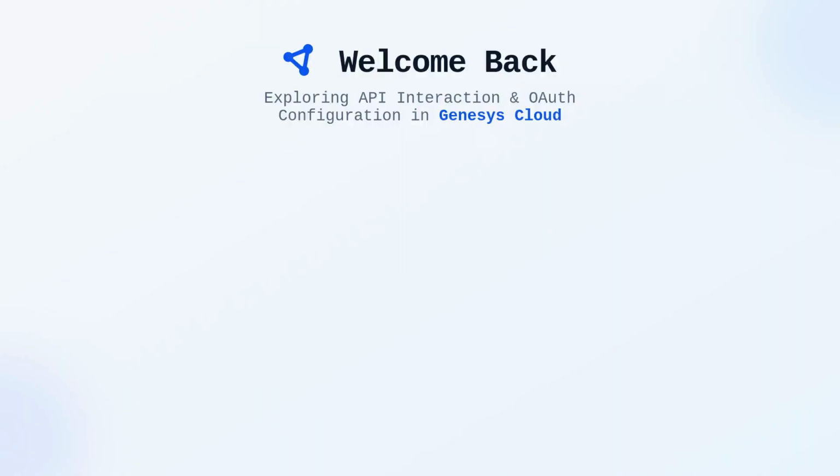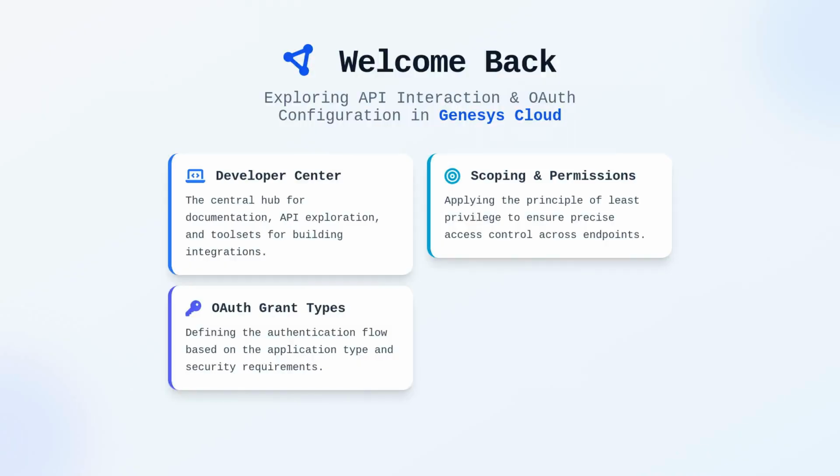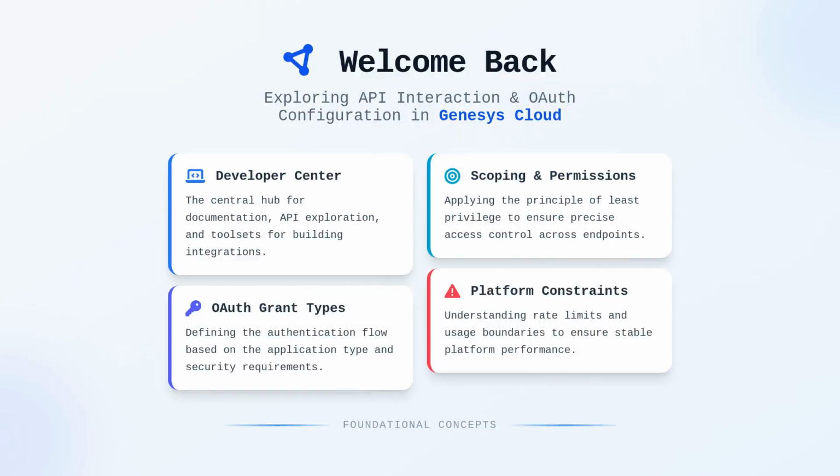Welcome back. Today, we are exploring the foundational concepts of API interaction and OAuth configuration within the Genesys Cloud ecosystem. We will cover the Developer Center, OAuth grant types, scoping, and the crucial constraints surrounding platform usage.